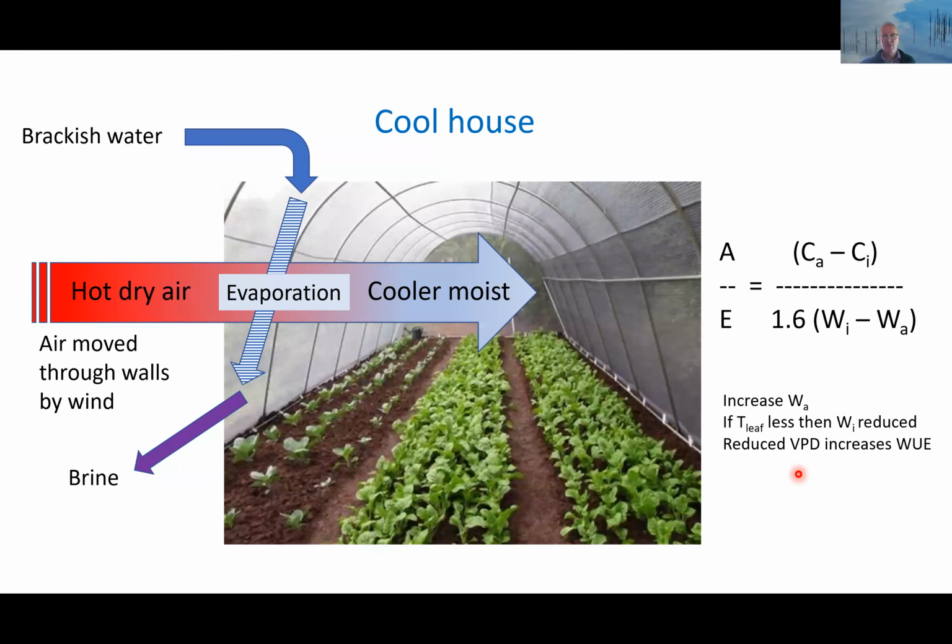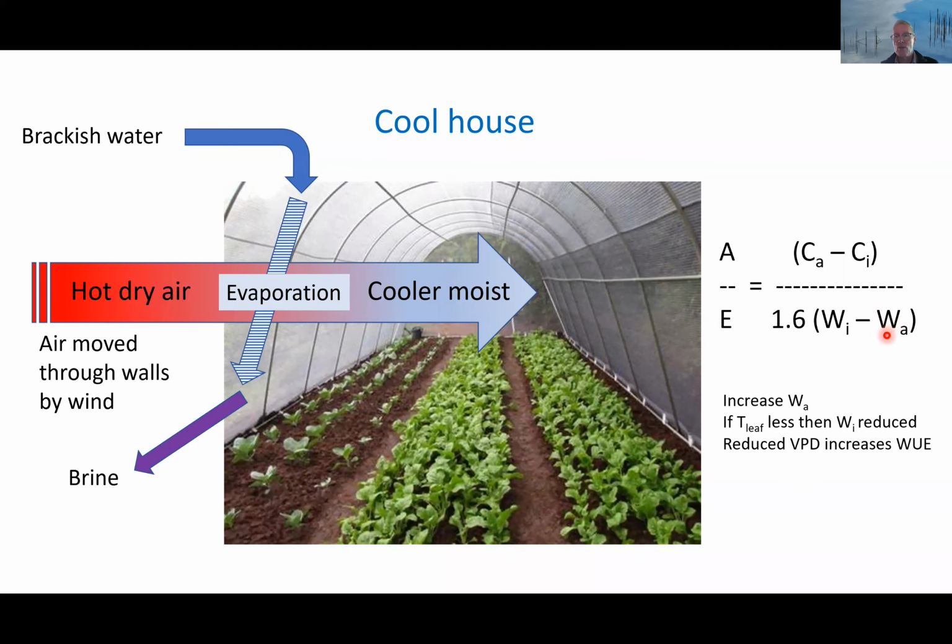All right, so let's have 2 examples. Here we have a cool house. And this house can be set up with a wall which allows air to pass through it. And we moisten this wall by adding water. And evaporation, as the air moves through, cools the hot, dry air and produces cool, moist air inside the greenhouse. So this has a direct effect on the water use efficiency.